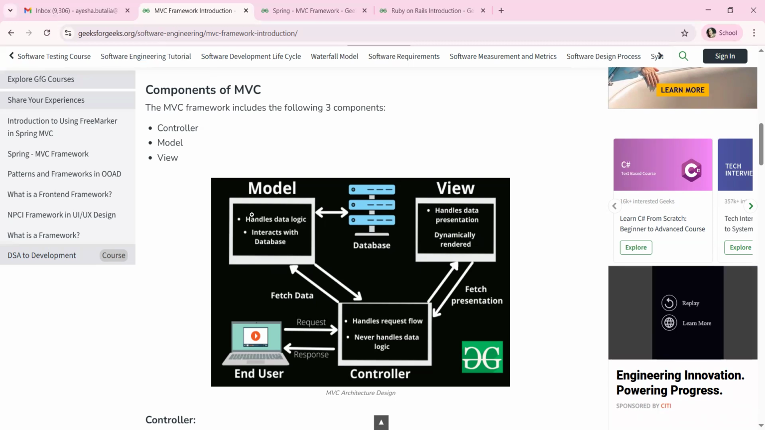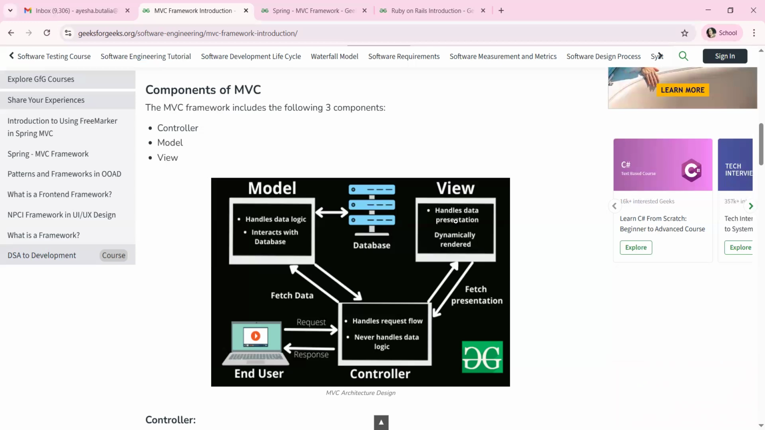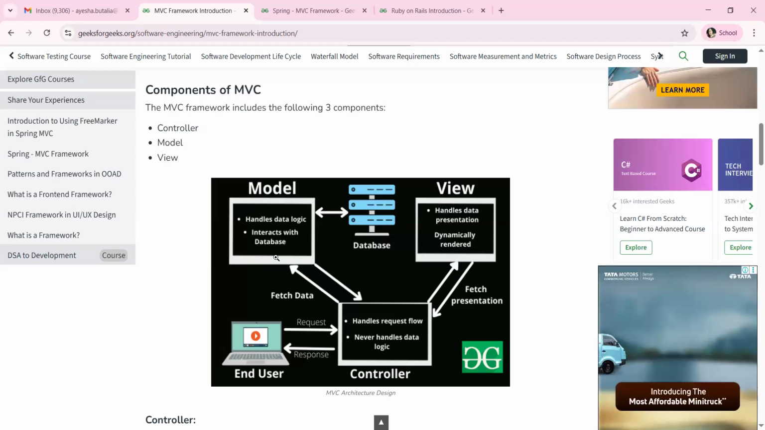Okay, so when you have a client-server, you also have a backend and a front end. So this is like your front end, this is like your backend, and this is like your middleware. Okay, so I'll again repeat.